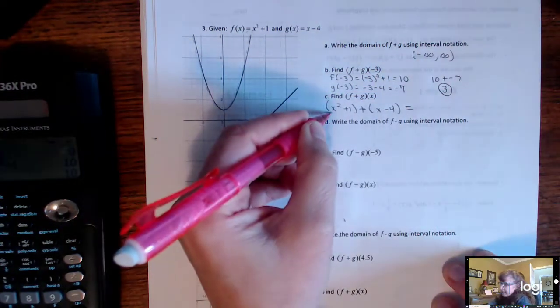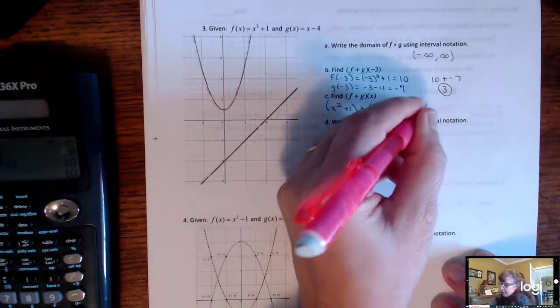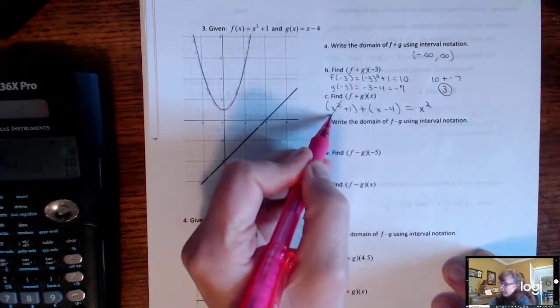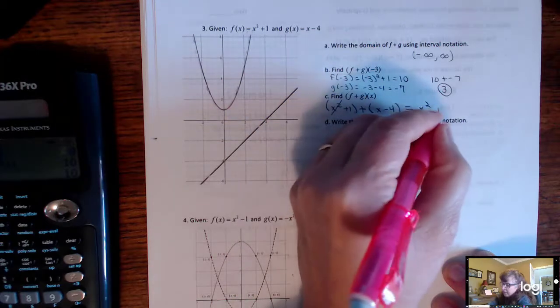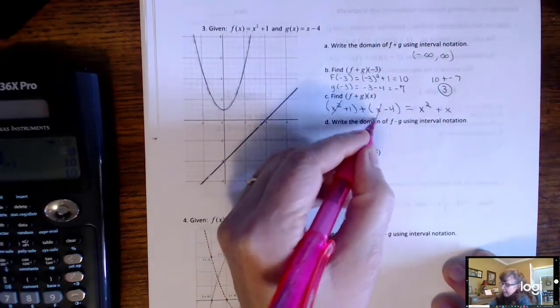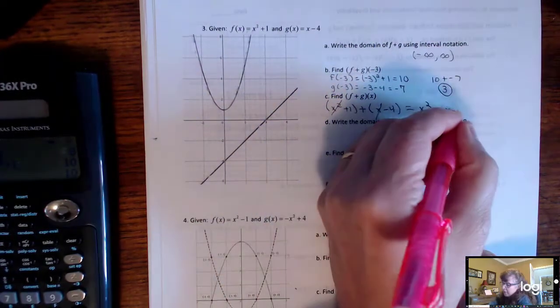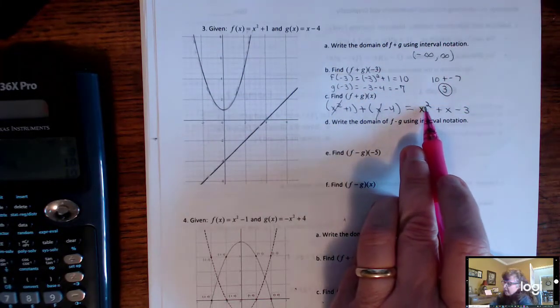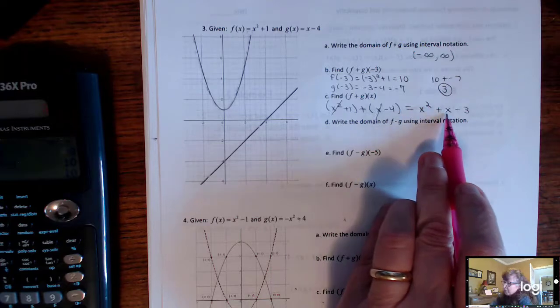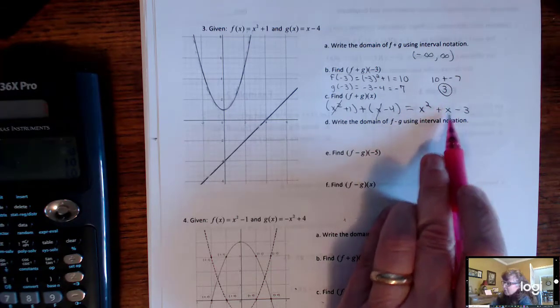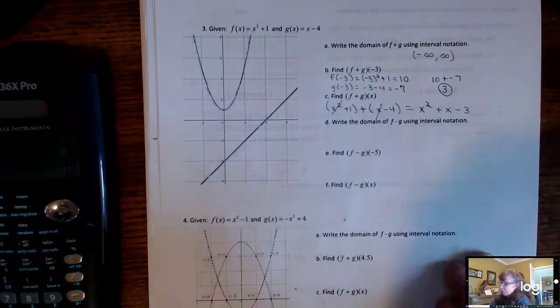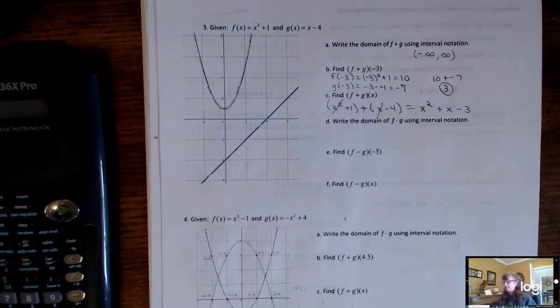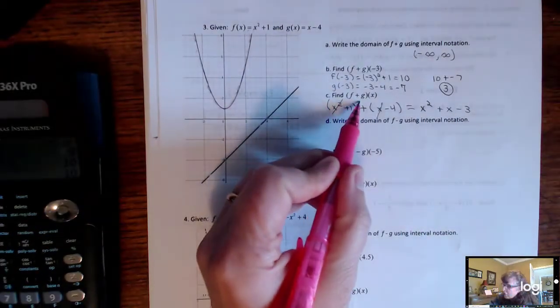X squared doesn't have a like term with anybody over there. You have to have the same power. X doesn't have a like term with anybody. And then 1 plus a negative 4 is negative 3. And I put my answer in descending order with the exponent, largest exponent first, and then the next term with an exponent of 1. That's your final answer. Don't try to set it equal to 0 and solve. You're not. You're trying to find a new function.